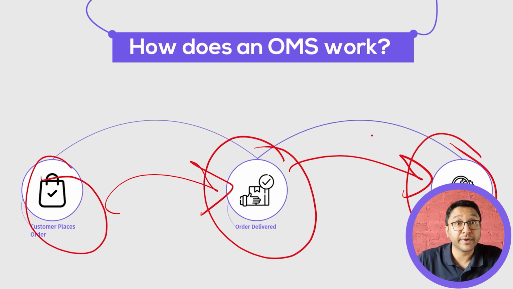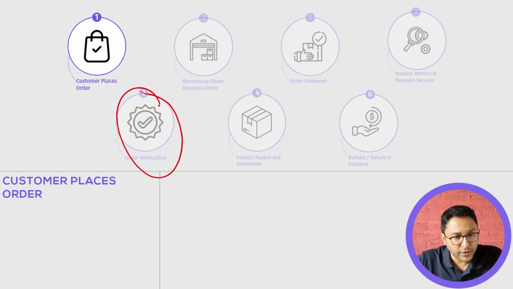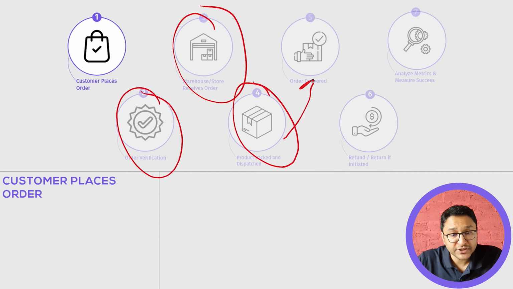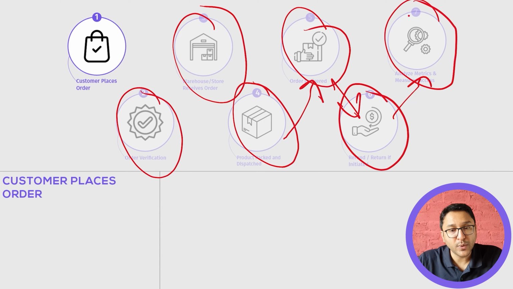Let's dive a little bit deeper into this. So if you look at a typical order lifecycle, we've got these 6 steps. A customer places an order, their order is verified, it's handed over to your warehouse or store operations staff who pick and pack it. Once it's packed, it's dispatched, handed over to a 3PL partner, order gets delivered. In some cases, it may get returned and refunds may need to be processed. And then you're looking at the end-to-end metrics of how you've performed and how to make improvements in your operations.